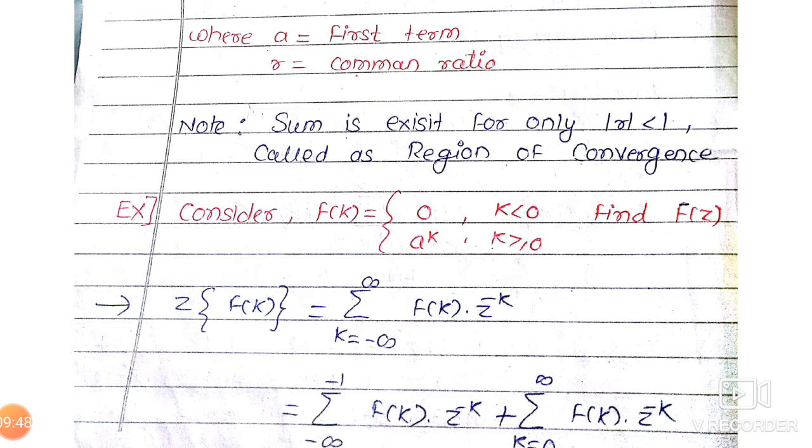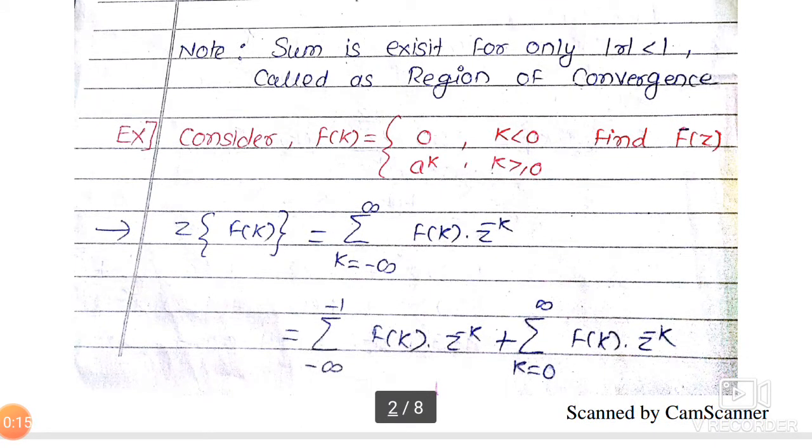Z of f of k is equal to the summation for k from minus infinity to plus infinity of f of k z raised to minus k. Now the values of k are k less than 0 and k greater than or equal to 0, and the range of k is from minus infinity to plus infinity. The sequence is given for two intervals, so here we need to convert the given sum into two parts. So minus infinity to plus infinity can be split as minus infinity to minus 1 and 0 to plus infinity.